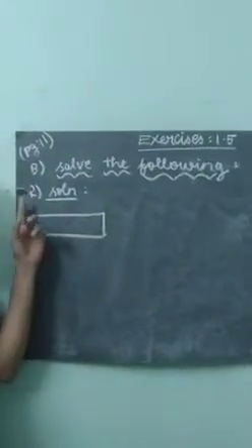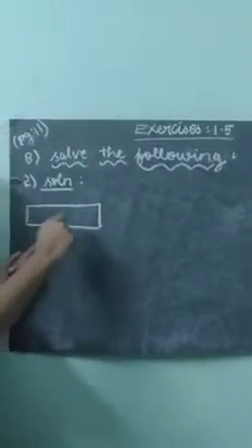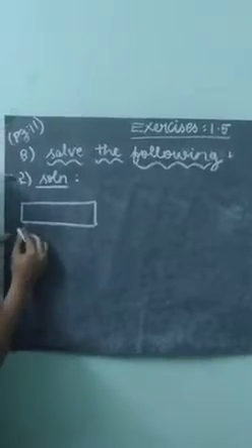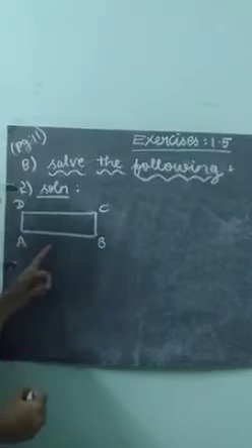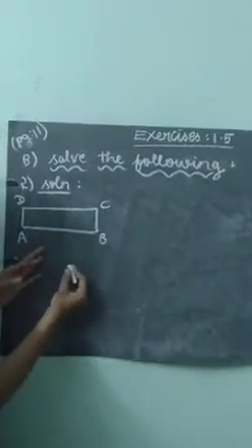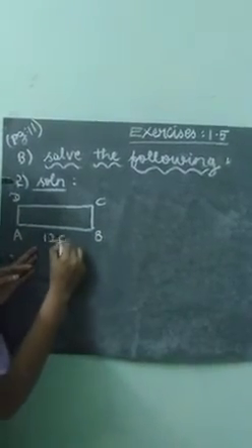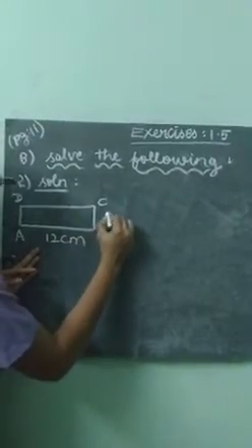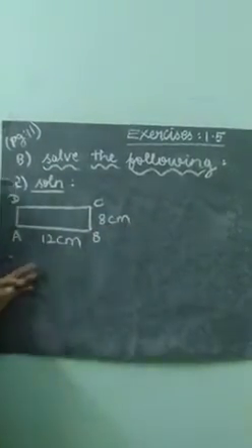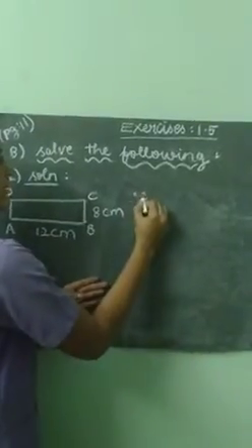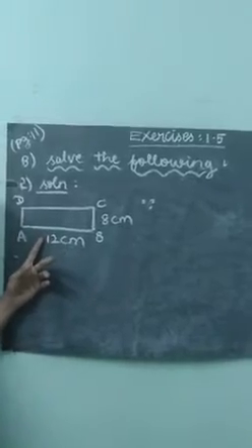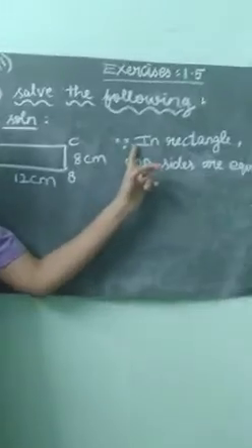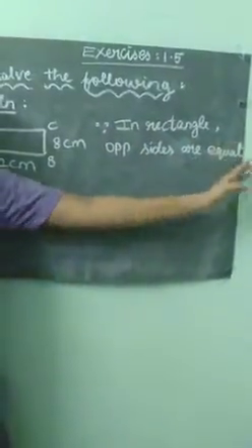Okay ma? Second sum, ma? I already underlined the word rectangle. So first draw the rectangle. I am mentioning the name ABCD. Okay ma? They are giving 12 centimeter and 8 centimeter also. This is a length line. I am putting 12 centimeter here. This is a short line. So 8 centimeter here. First write in rectangle opposite sides are equal. This is a rectangle. So opposite sides are equal.